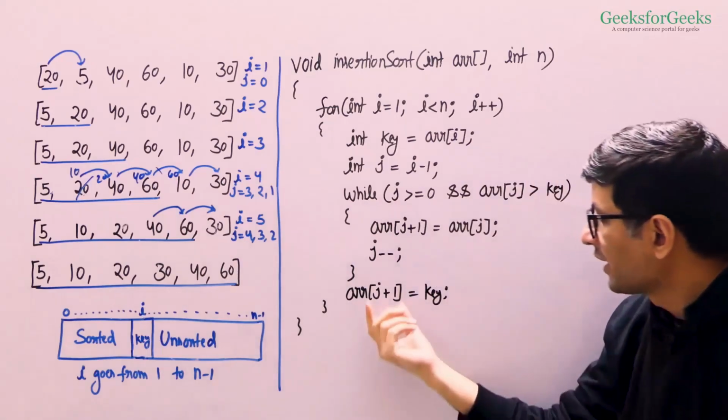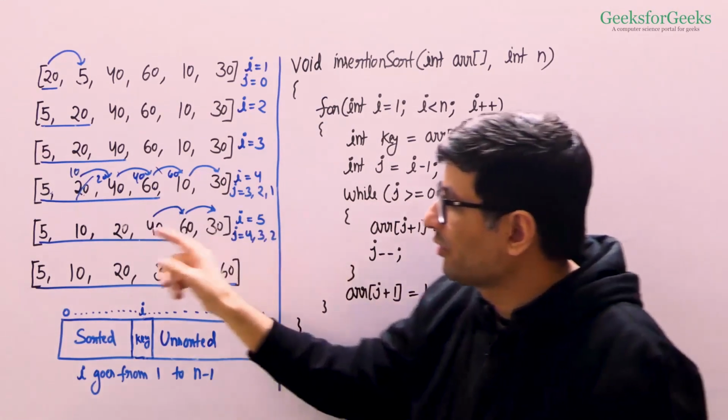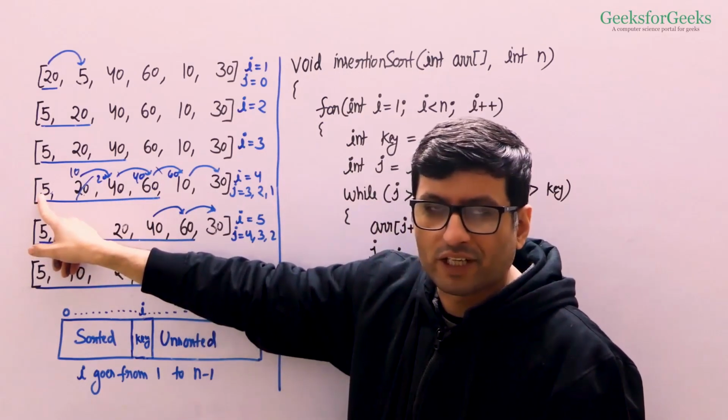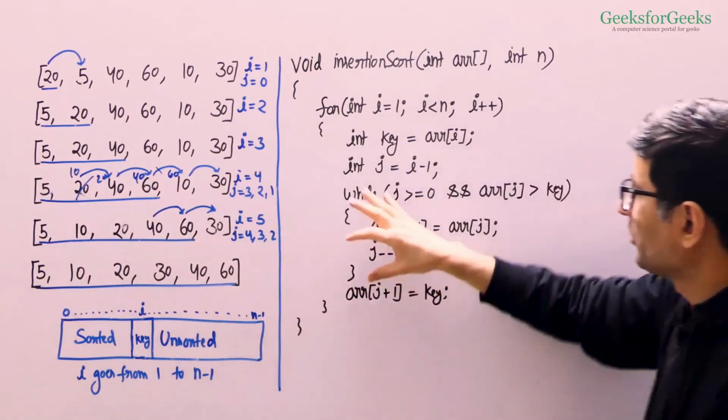That's what we do. At arr[j plus 1], we write 10 because our loop stopped when j was here, right? For 5 it stopped. So we go here and we write 10 here. That's what we do inside this loop.